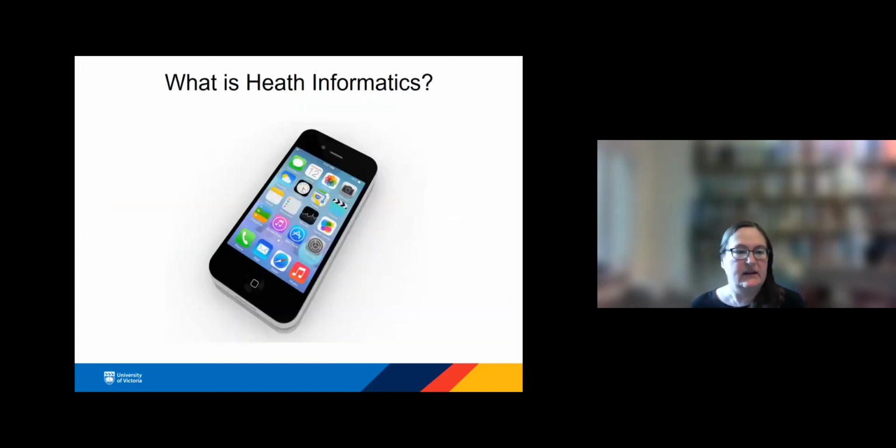So just to give you a little contextualization around this, I like to define or describe what health informatics is. This is sort of the area that as a researcher and an evaluator, one has a tendency to focus in on from a professional perspective.